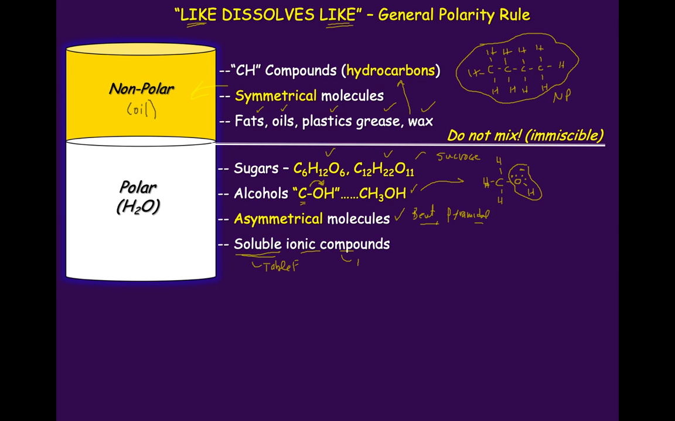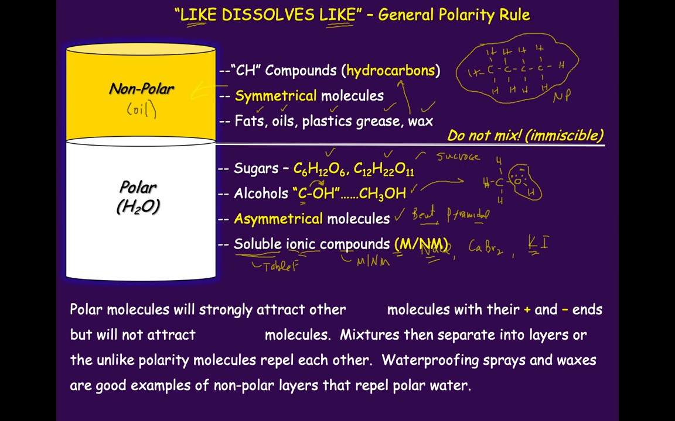Ionic compounds will be a metal and a non-metal. So simple ionic compounds like sodium chloride and calcium bromide, maybe. These simple salts, maybe you want to think about potassium iodide. Any of your alkali metal salts here will be soluble. So that's important to know.